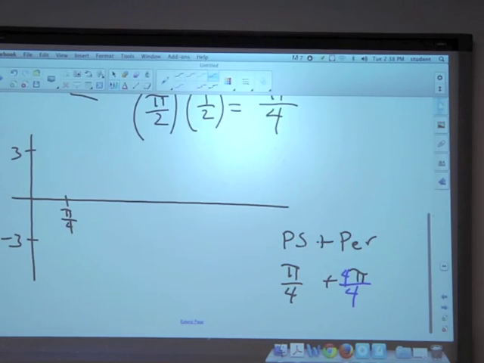What's 1 pi over 4 plus 4 pi over 4? It is 5 pi over 4. After all, it was not a tricky question.